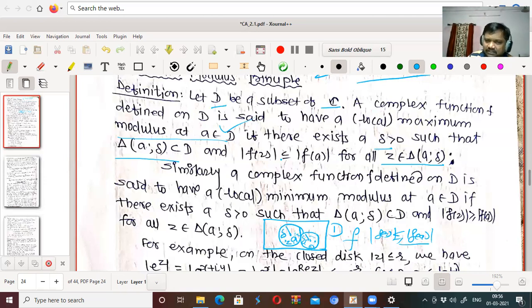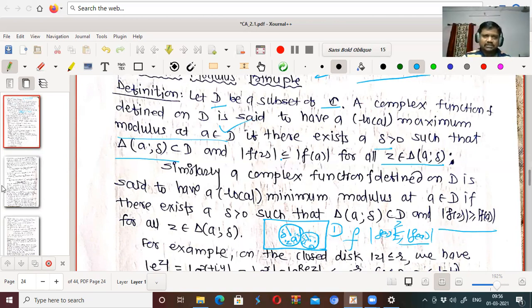What will be changed? If mod of f of z is greater than or equal to mod of f of a for all values of z in this same disk, then we say that f has a local minimum modulus at a belonging to D. If the condition is reversed, then the concept is of minimum modulus.